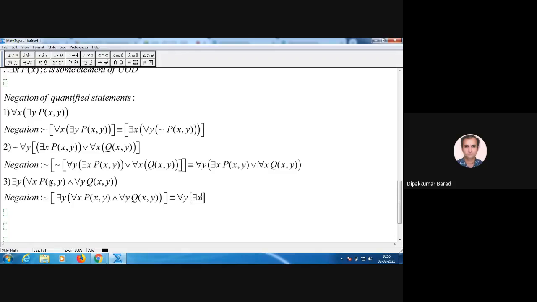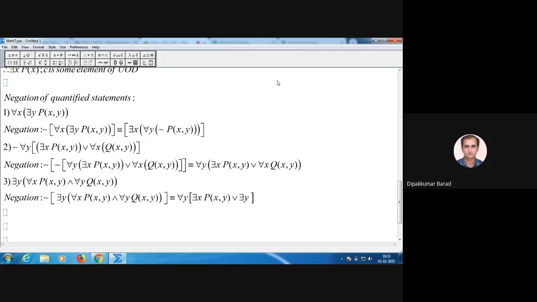Now in the inner statement, for all x I get there exists x such that p of xy, x comma y. Now instead of and I get or. If I apply the negations it means I get or. And now instead of for all y I get there exists y.